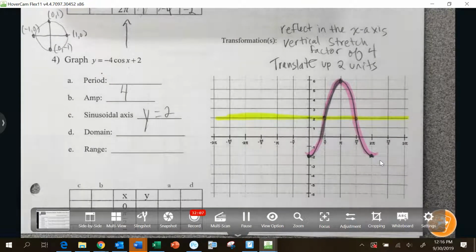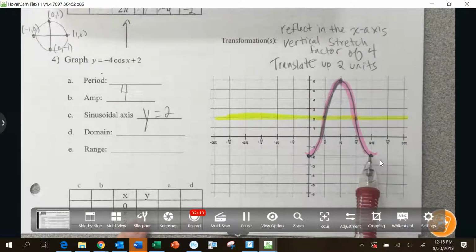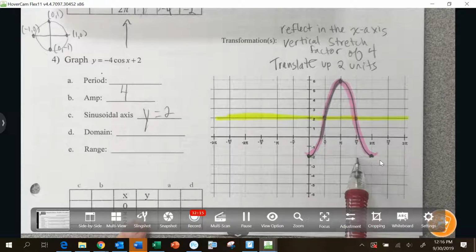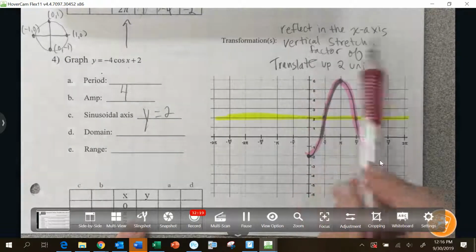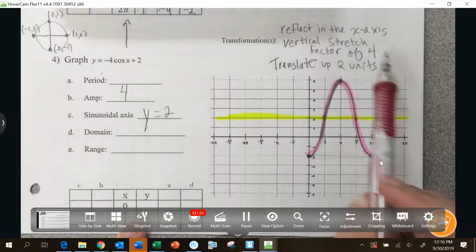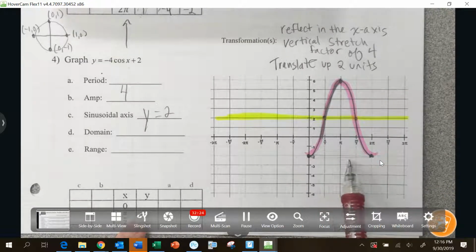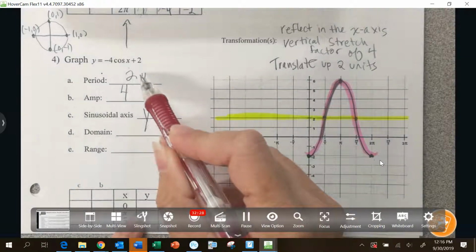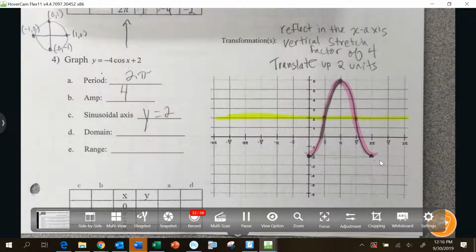Now the period is the horizontal length from start to finish. It is affected by the horizontal stretch or shrink. Did we have a horizontal stretch or shrink? We did not. So how long is the period? 2 pi, it didn't change, so it's what it normally is with the parent function.